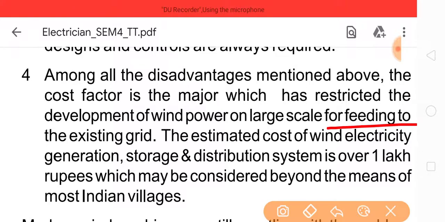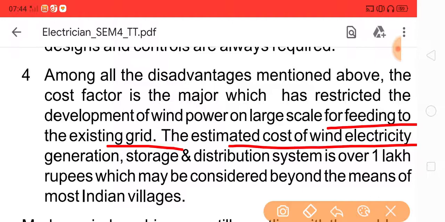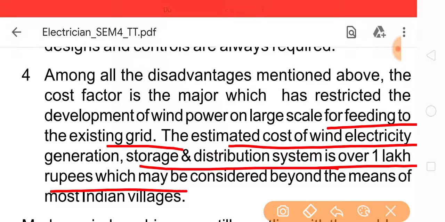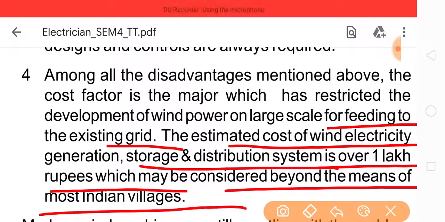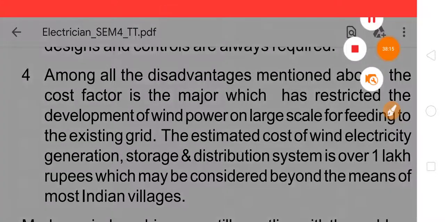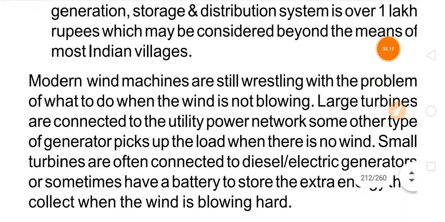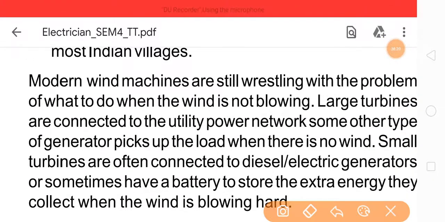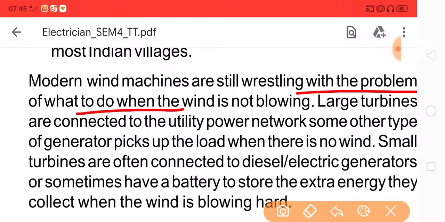The estimated cost of a wind electricity generation, storage and distribution system is over 1 lakh rupees, which may be considered beyond the means of most Indian villages. Modern wind machines are still wrestling with the problem of what to do when the wind is not blowing. Large turbines are connected to a utility power network.